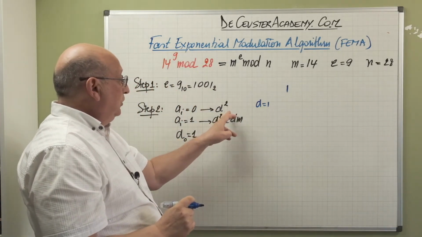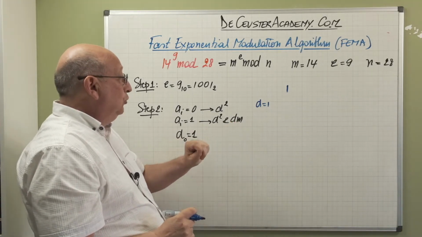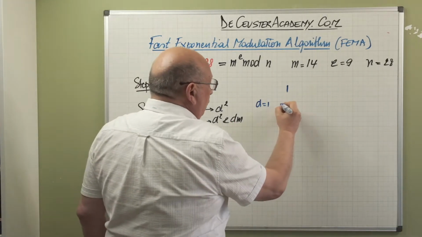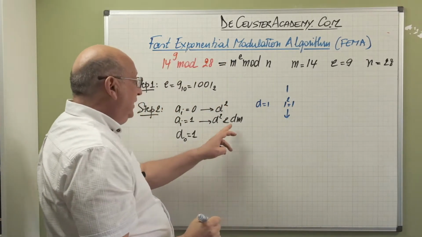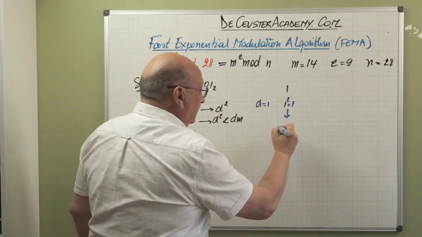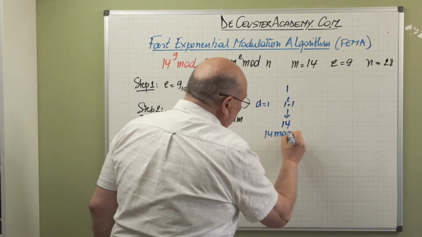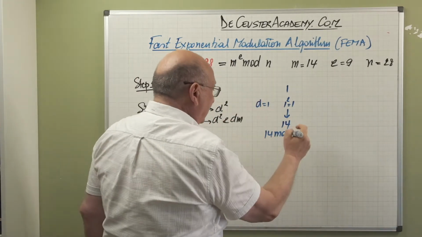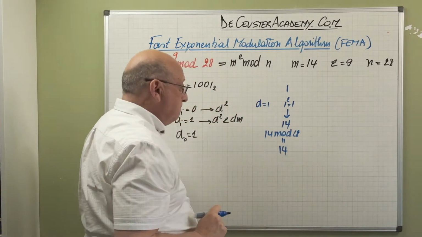So we are going to calculate the square and multiply d, the new d, with n. So 1 to the square is 1. We multiply d with n. So we have 1 times 14, so 14. And 14 modulus 28 is equal to 14.